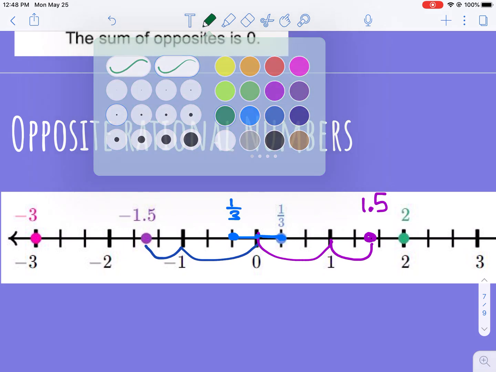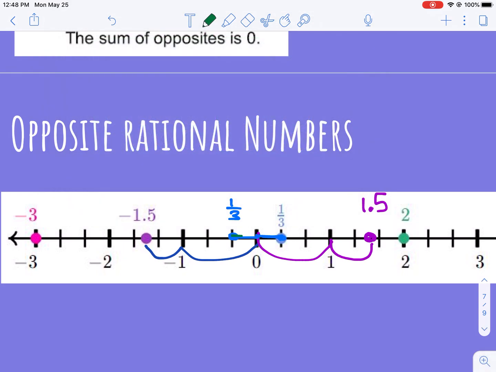Same thing with a +2. 2 is a distance of 2 away from 0 on the right, so its opposite is going to be -2 on the left. And then -3, you've probably already figured that out. The opposite of a -3 is just going to be a +3. Same distance from 0, just on opposite sides of the number line.